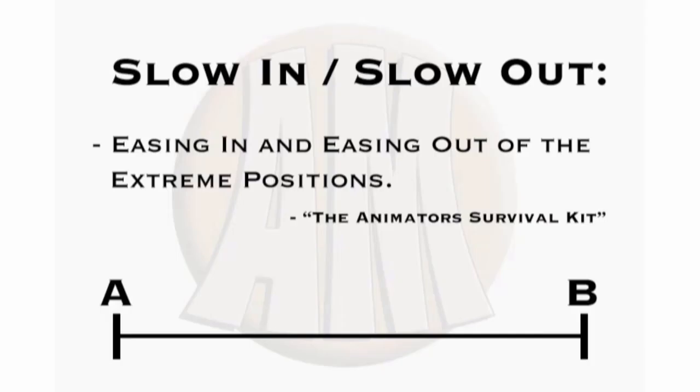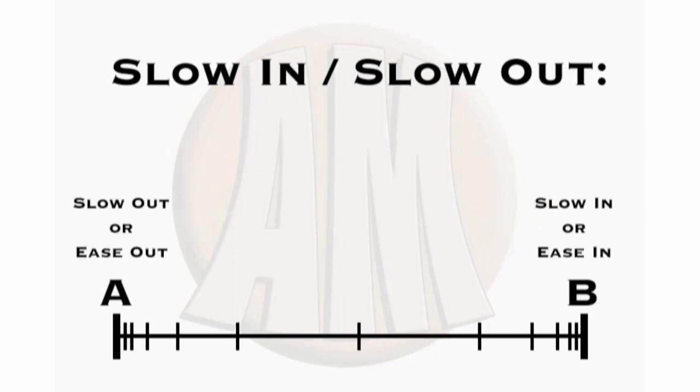For example, we have our two main key drawings, A and B. We find the halfway point between these two key drawings, and then we make that drawing. Now we find the halfway point between this drawing we just made and the key drawings, and so on. These extra drawings spaced out this way will give us the illusion of the object slowing out, or easing out of the move, and slowing into, or easing into the move.